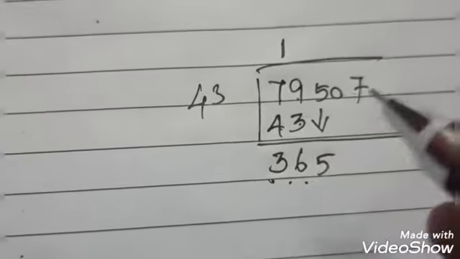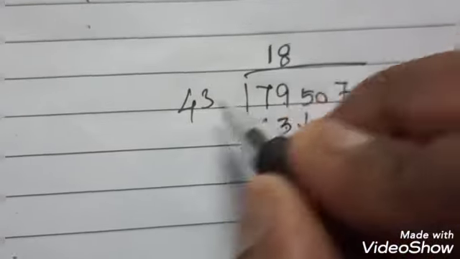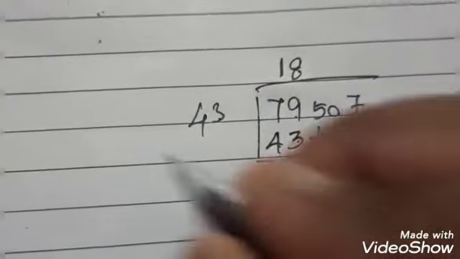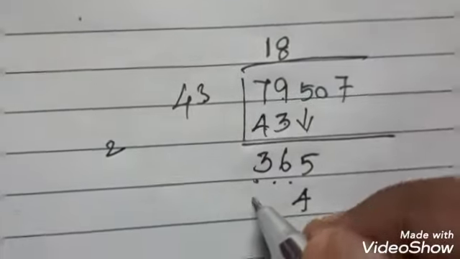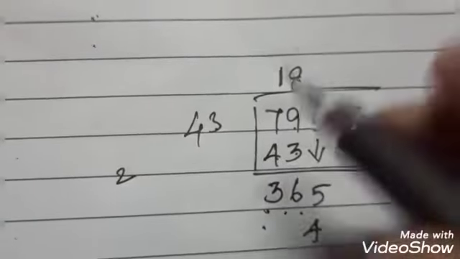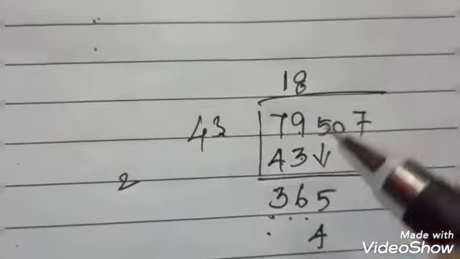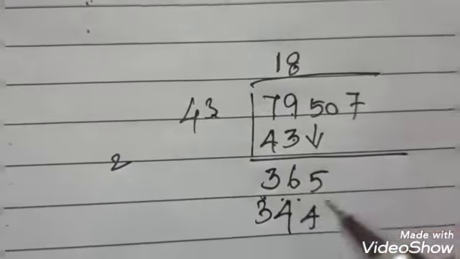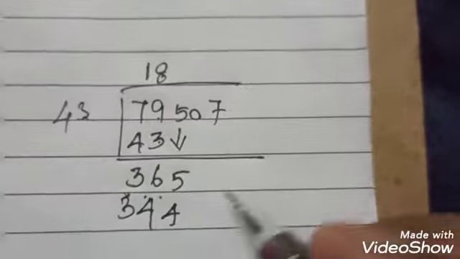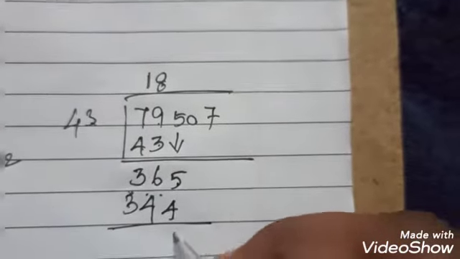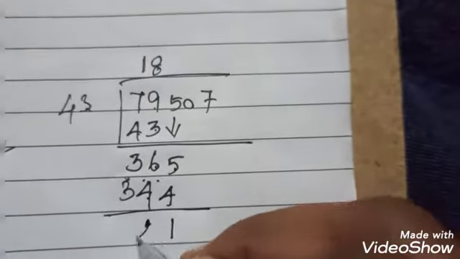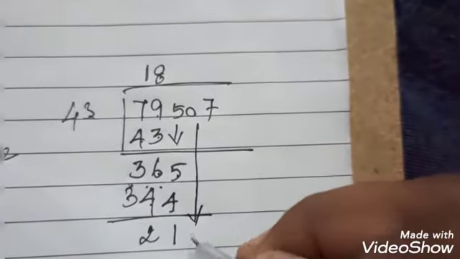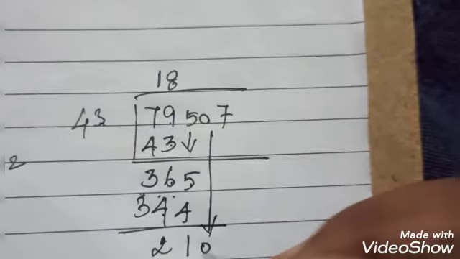So now we check with 8. 8 3s are 24, remaining 2. 8 4s are 32. So 344. Now you subtract: 5 minus 4 is 1, and 6 minus 4 is 2. So now we take 110. In the same way you can take 5. 5 means 5 4s are 20. So now we check with the number before, 4.